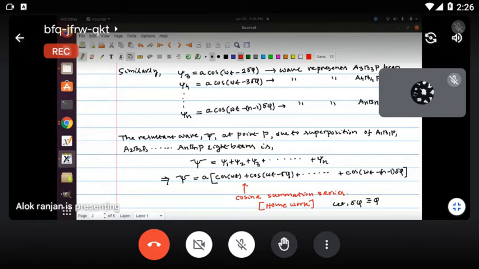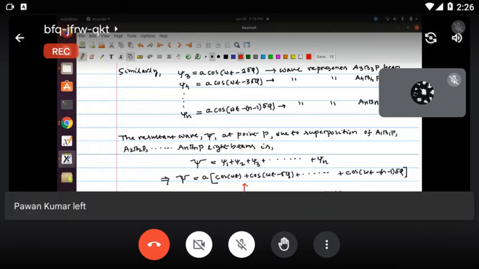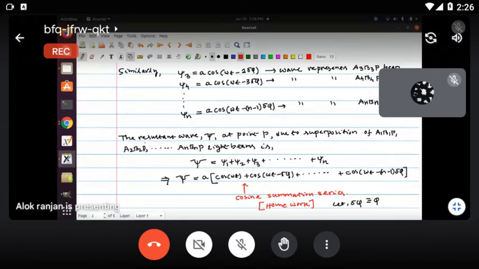So the resultant wave function, and then we know the principle of superposition. Therefore, the resultant wave function psi at the point P due to superposition of all these diffracted beams, namely A1, B1, P, A2, B2, P, up to N, B, and P light beams, is simply this principle. By choosing the equal contributions, we have this formula.